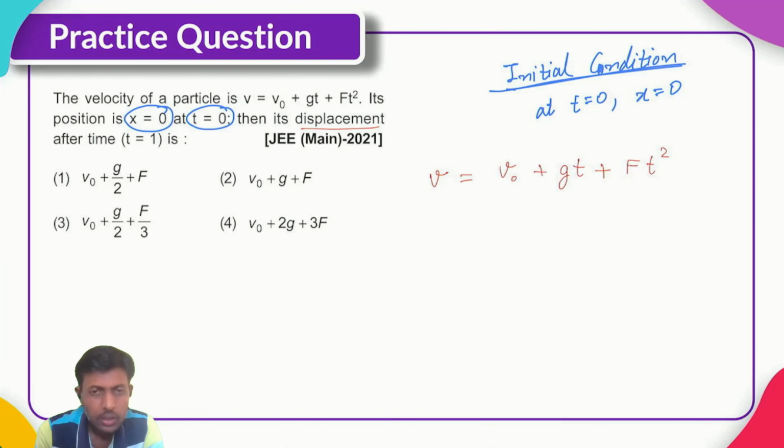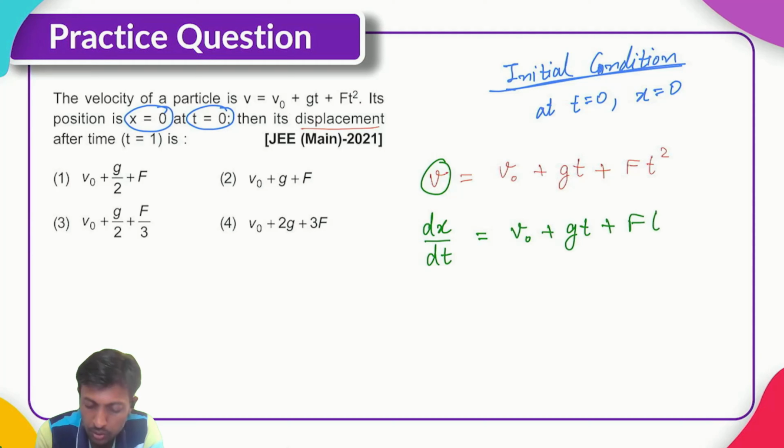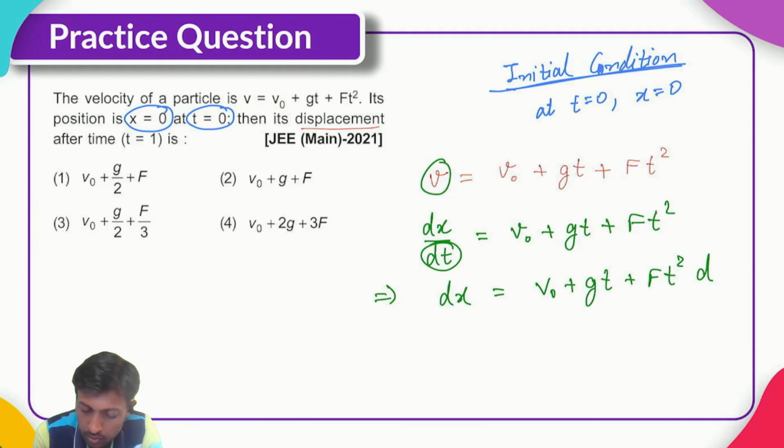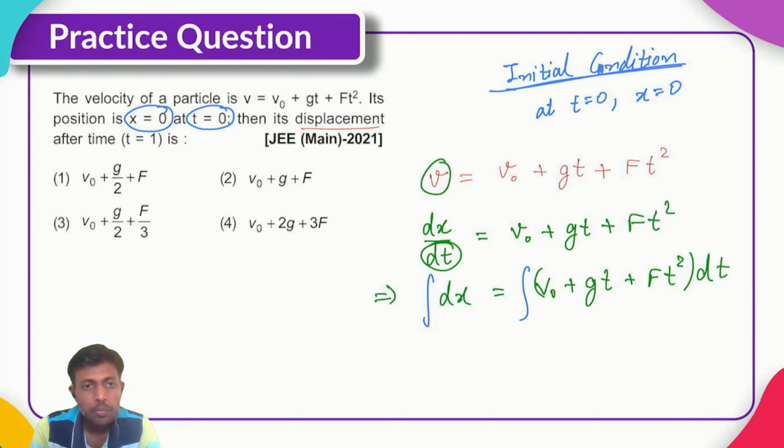So we know this velocity v can be expressed as dx by dt. And this is v naught plus gt plus ft square. So we are going to integrate this now. First, we'll move this dt to that side. dx is (v naught plus gt plus ft square) dt, with the entire thing in brackets. And then we integrate the two. Integrate this side also, integrate this side also.